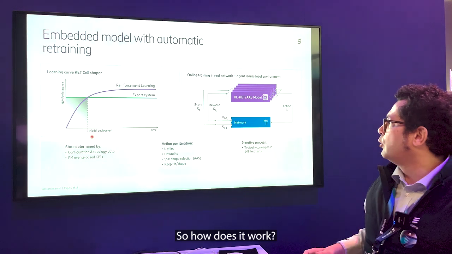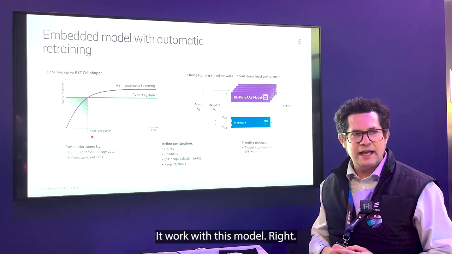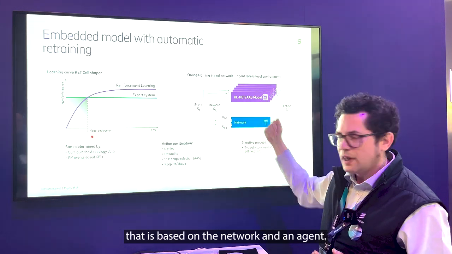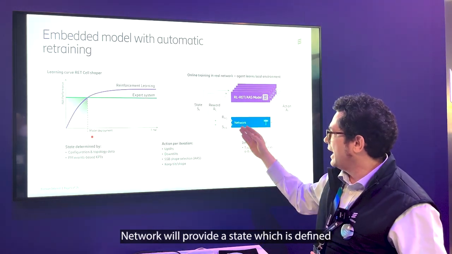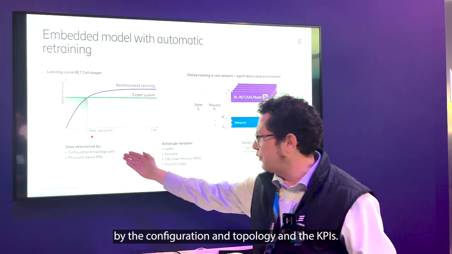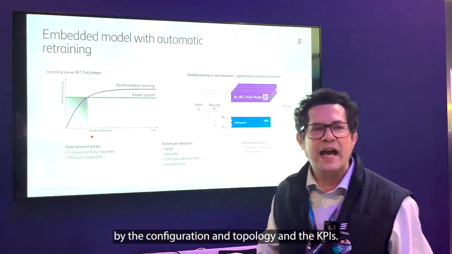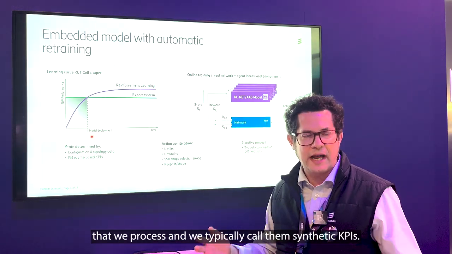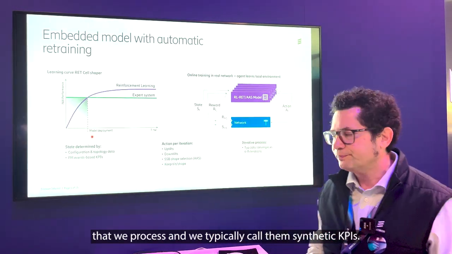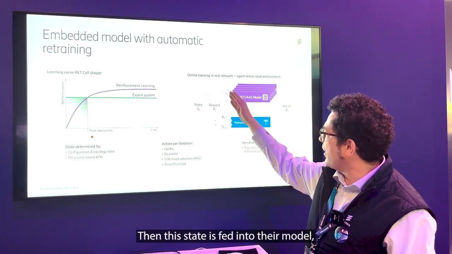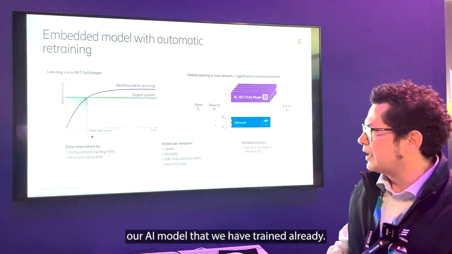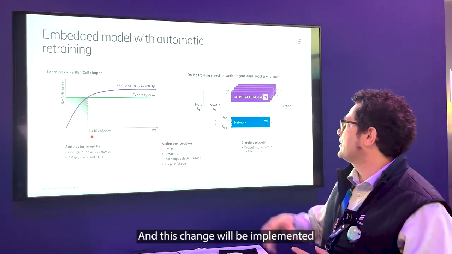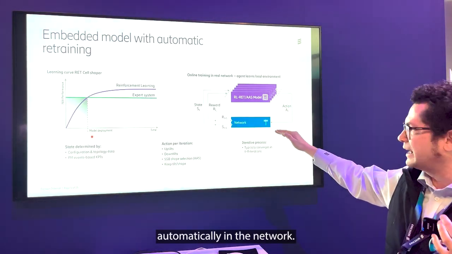Okay? So how does it work? It works with this reinforcement model that is based on the network and an agent. The network will provide a state, which is defined by the configuration, topology and the KPIs. These KPIs are based on PM events data that we process, and we typically call them synthetic KPIs. Then this state is fed into our AI model that we have trained already. So this model will propose a change, okay? And this change will be implemented automatically in the network.